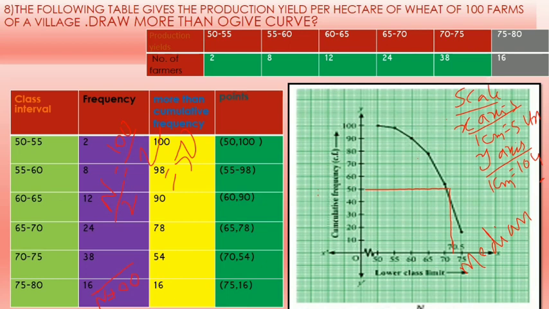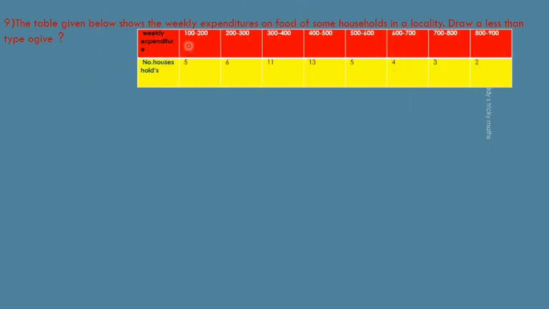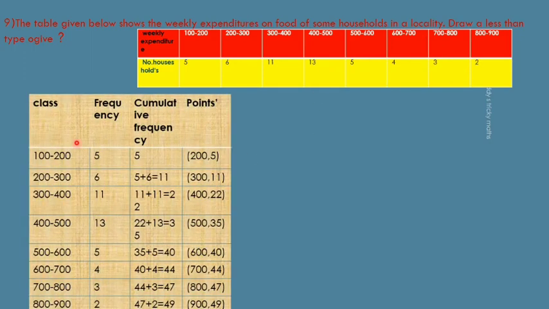This is called the more than type ogive curve. The second problem is about weekly expenditure on food of some households in a locality. Draw a less than type ogive. The table is also given. It is 100 to 200, 5 members, 200 to 300, 6 members, 300 to 400, 11 members, like this. I have prepared another table.